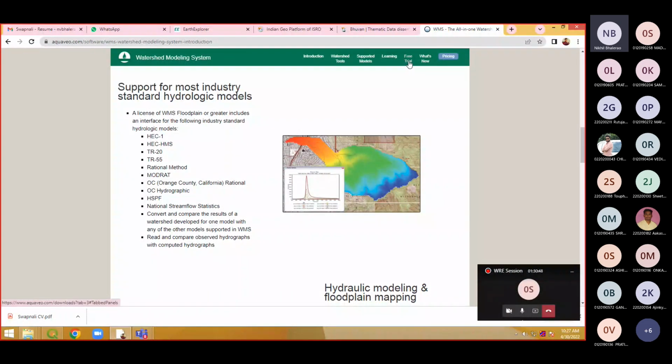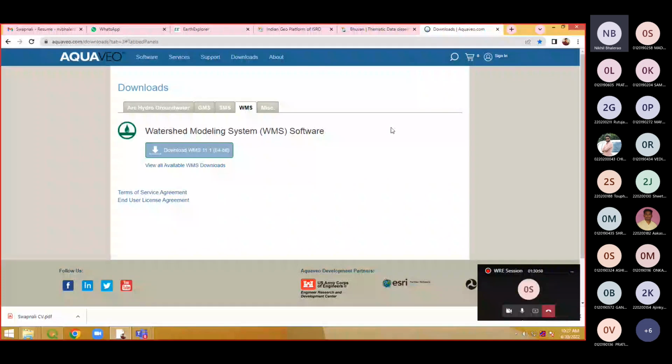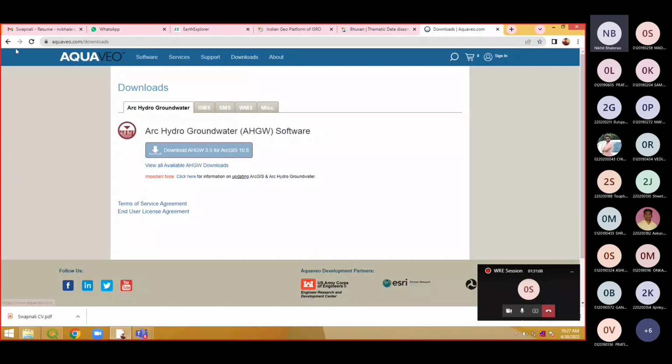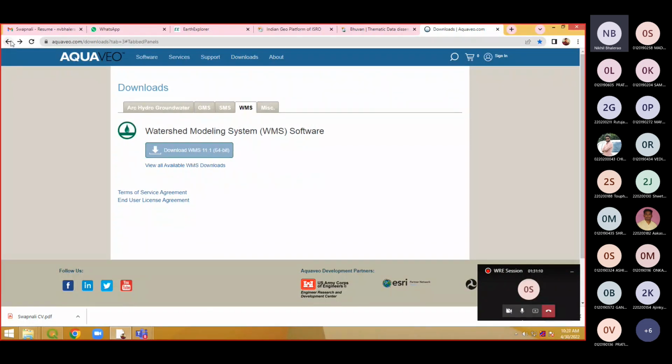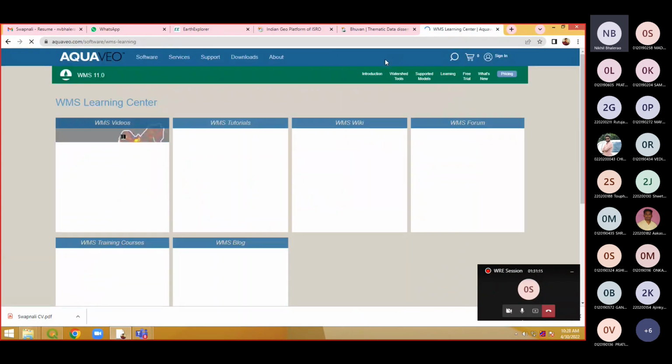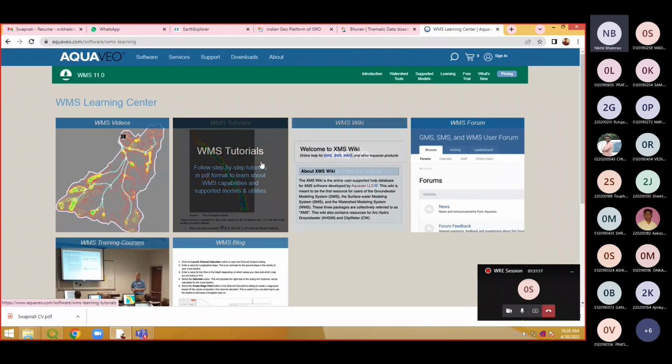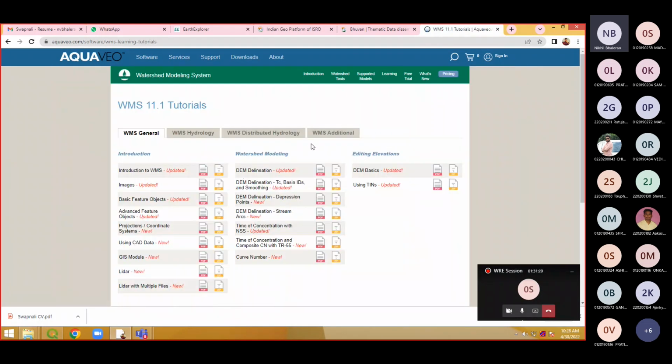Here you can download the free trial of the software package. You can use this package for 21 days free of cost. Okay, so there are various versions of software packages available for WMS. Along with this, if you are interested in the study, you can go under the downloads option. Sorry, for the tutorials, you can get the tutorials here under the head of learnings. So here you can find these WMS tutorials.